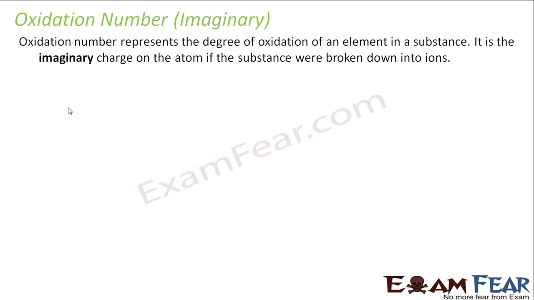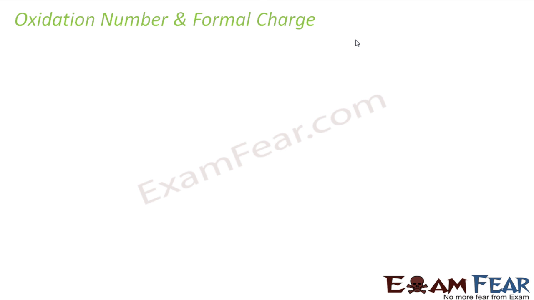So oxidation number, as I told, is imaginary, and the definition says it represents the degree of oxidation of an element. If you don't understand this line, leave it. Oxidation number is nothing but the imaginary charge on the atom, the charge that will appear on the atom if that particular element or the whole substance is broken down into ions.